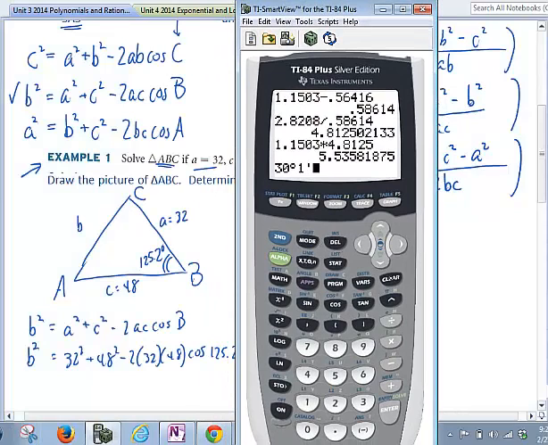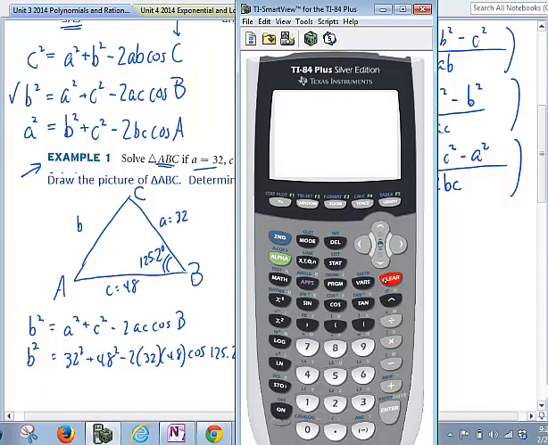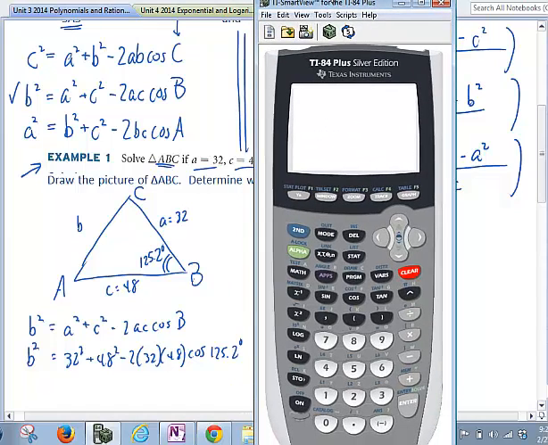And please, with the graphing calculators that you have today, everything can be done in one step. So please enter all the information in as one big step. The calculators can totally handle it. Make sure you edit it or at least proofread it before you submit it. So I have 32 squared plus 48 squared minus 2 times 32 times 48 times the cosine of 125.2. Make sure you verify that that's the actual formula.